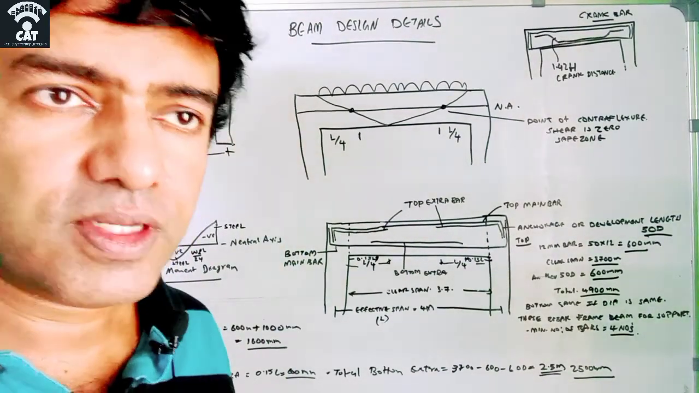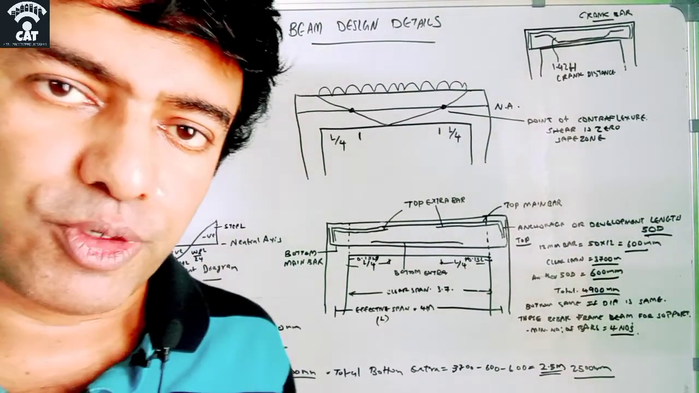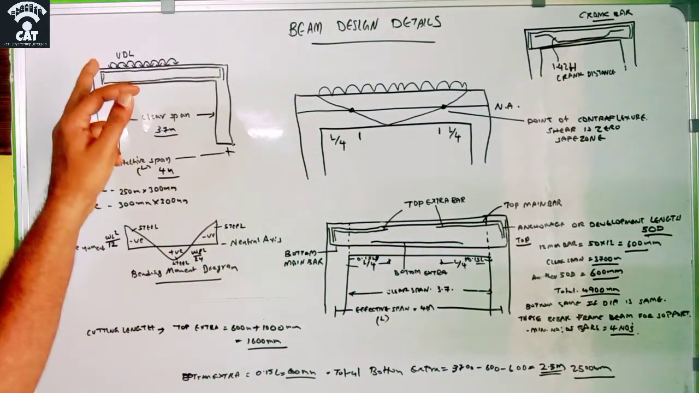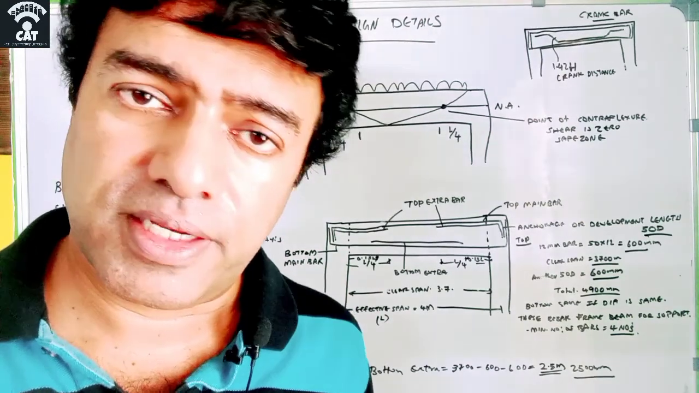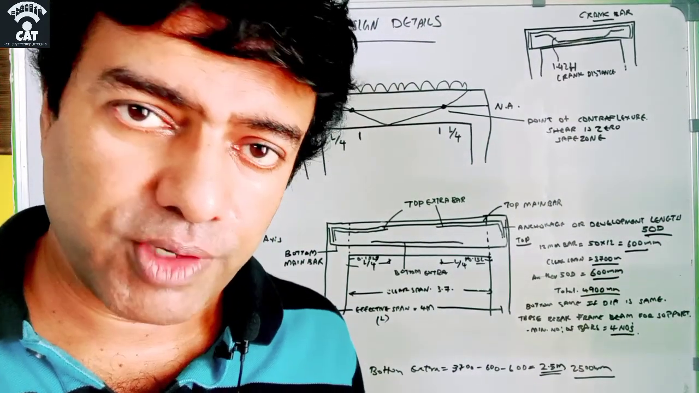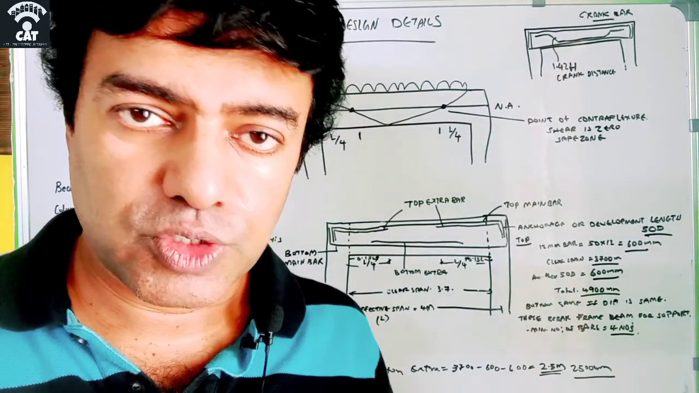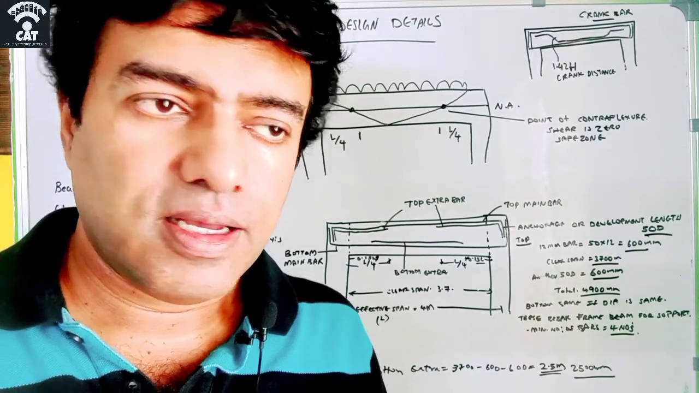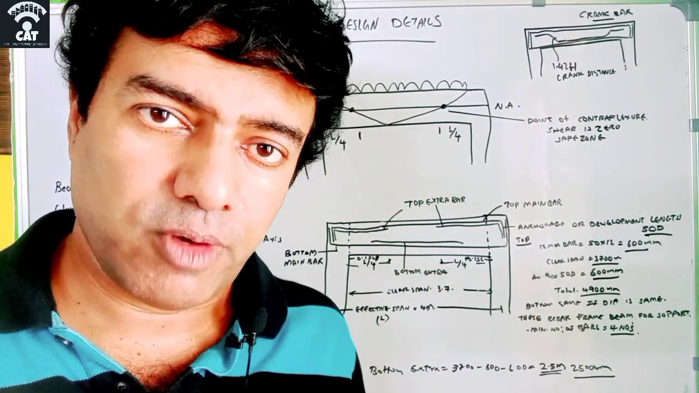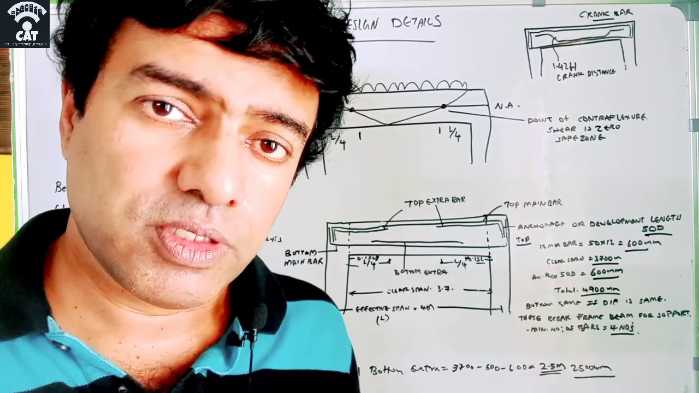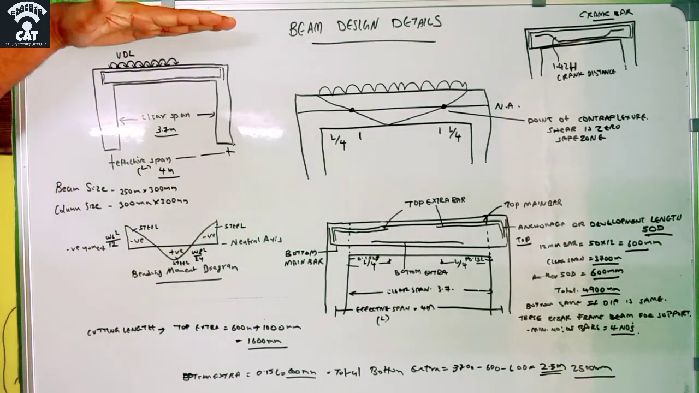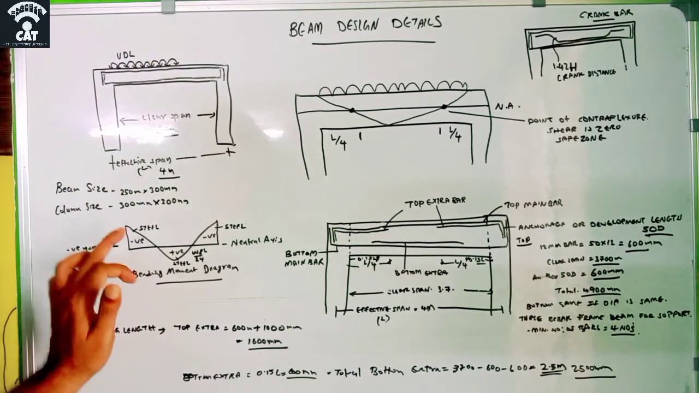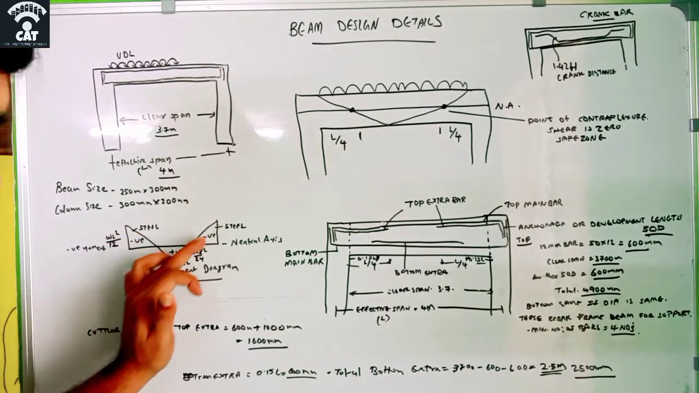And then suppose a uniformly distributed load is acting on this beam, like this. When a uniformly distributed load is acting on a beam, what will happen? There will be a bending moment. So now we will see the bending moment diagram, how the bending moment looks. When the UDL is acting here, the bending moment will take a shape like this.